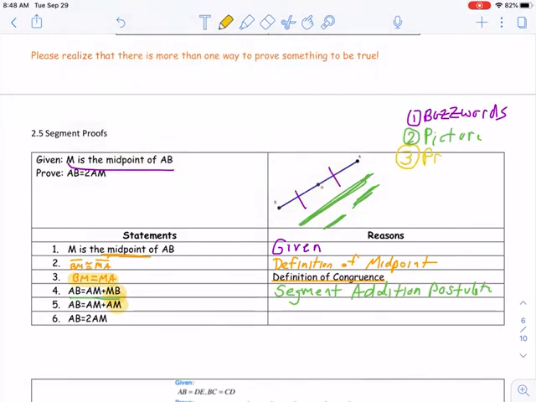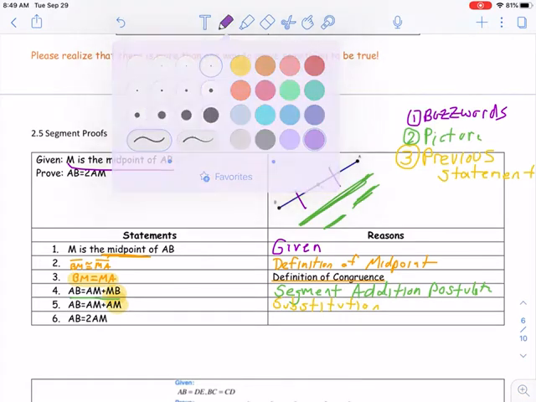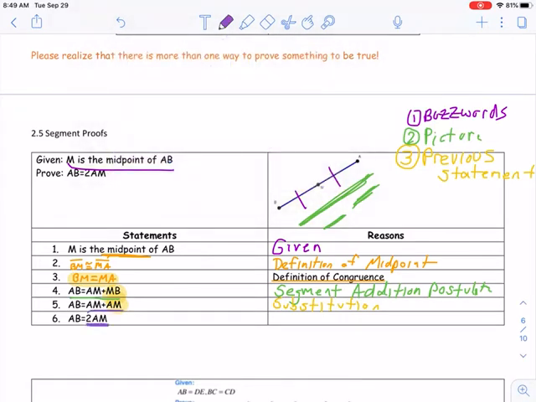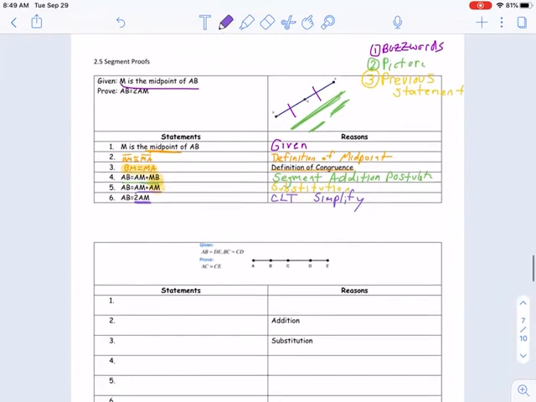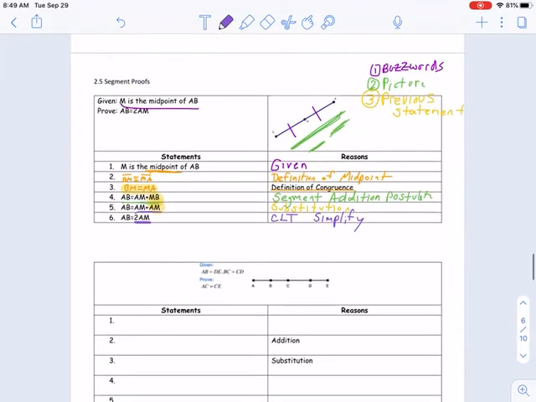Previous statements. Remember, I can use previous statements to help me come up with new reasons. They equal each other, so I can substitute it in. And then this last punchline is AM plus AM equals 2AM by combine like terms, or simplify. You only have to write one of them down, but you'll see both. Combine like terms or simplify.